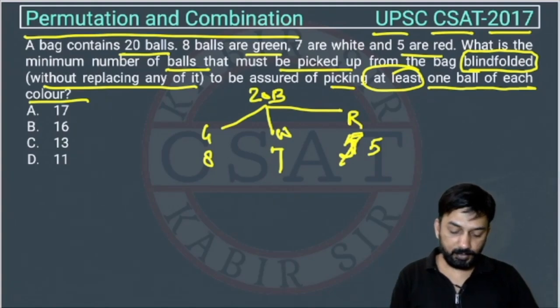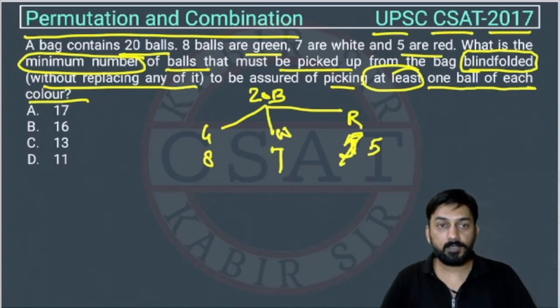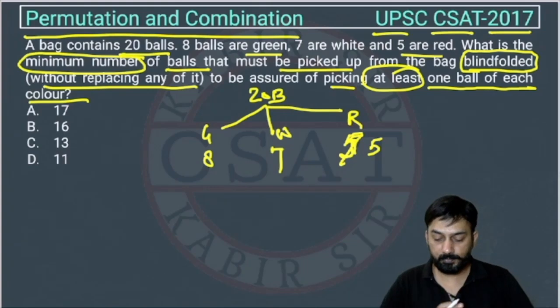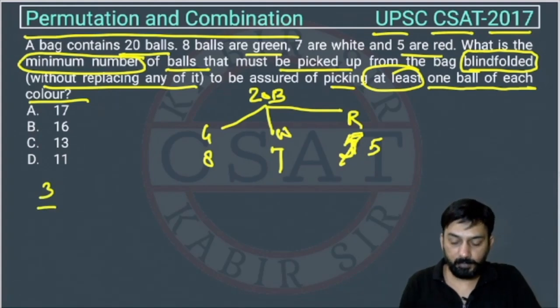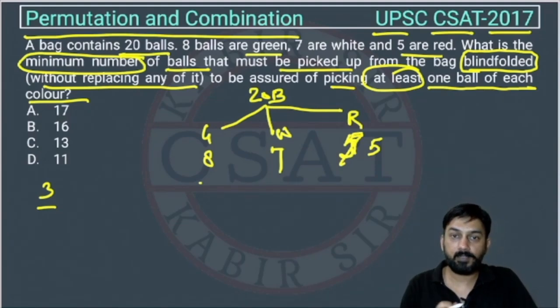So the question is asking that we have to find the minimum number of balls that must be picked. From this bag, how many balls should we pick at minimum so that we can be sure that we are getting one ball of each color, right? Suppose I am picking 3 balls, right? So there may be a possibility that all the balls I am picking may be green, or they all may be white, they all may be red, right? But what I want is that I should get at least one ball of every color, right?